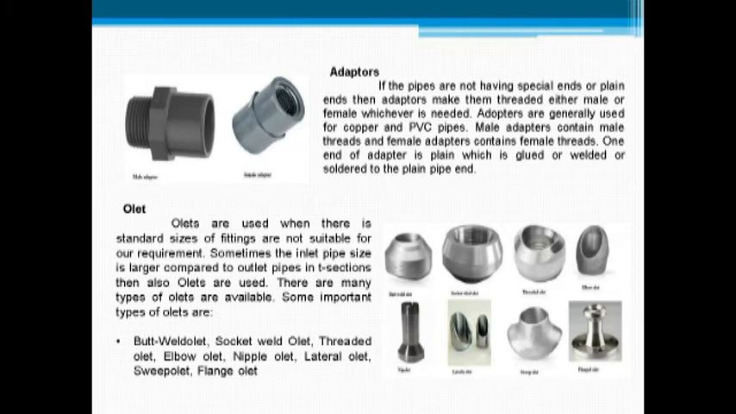Adapters. If the pipes are not having special ends or plain ends, then adapter makes them threaded, either male or female whenever needed. Adapters are generally used for copper and PVC pipe. Male adapter contains male threads and female adapter contains female threads. One end of adapter is plain, which is glued or welded or soldered to the plain pipe end.